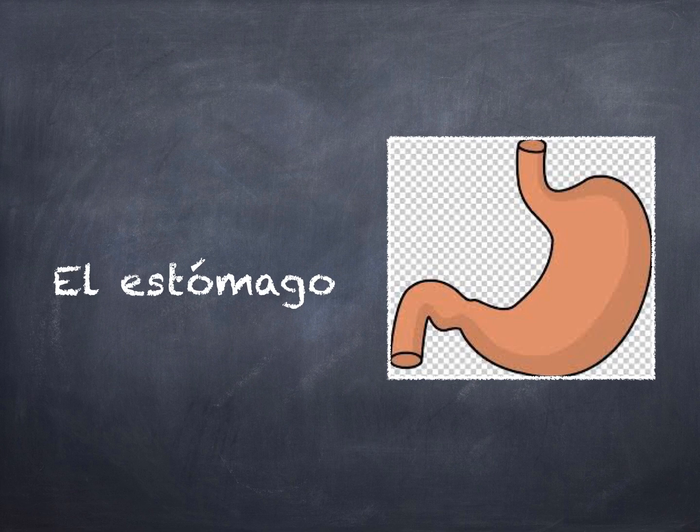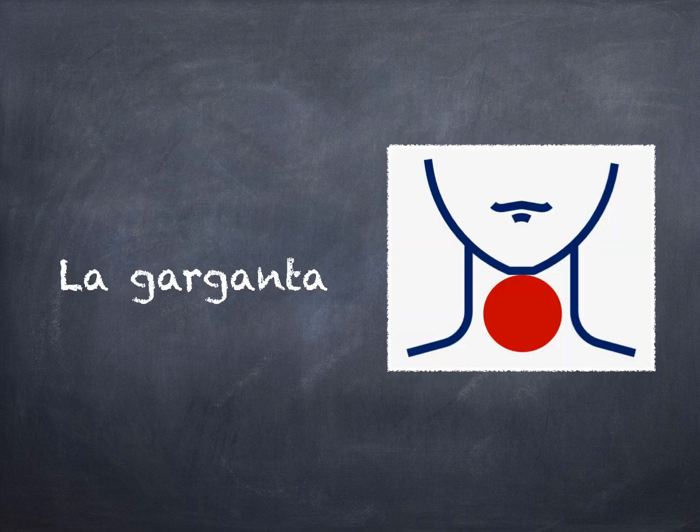El estómago, this is the best picture I could really find, so it's actually a clip art picture of a stomach, the organ in your stomach, but el estómago is the word for stomach in Spanish. La garganta is the word for throat. La garganta.